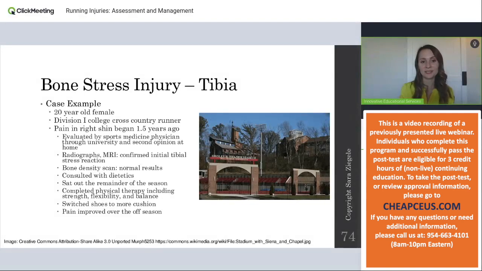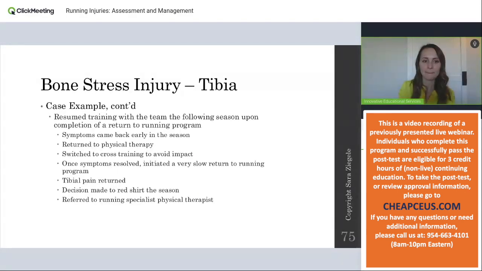During that time, they had her do physical therapy. This was before I was on site. So she was doing physical therapy with an orthopedic team. They worked on strength and flexibility and balance. They had her switch to a more cushioned shoe so that she was absorbing a little bit more shock. And over the off season, she got significantly better. So due to the improvement, they cleared her to resume training with the team the following season because she had done a very progressive, really nice and graduated return to running program.